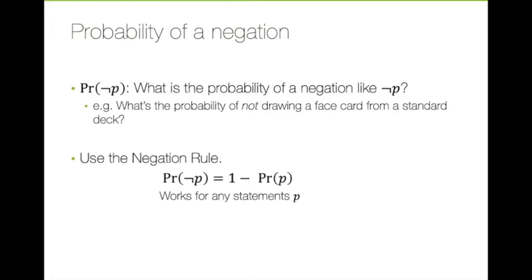Where does this come from? Well, we know that P and not P are two mutually exclusive statements. And they're also exhaustive. They're the only two options. You either have to be in circumstances where P is true or circumstances where not P is true. When you have two mutually exclusive and exhaustive statements, you have to be in one or the other. That means you can add their probabilities, and since they're exhaustive, they add to 1. So the negation rule can be derived from our simple disjunction rule.